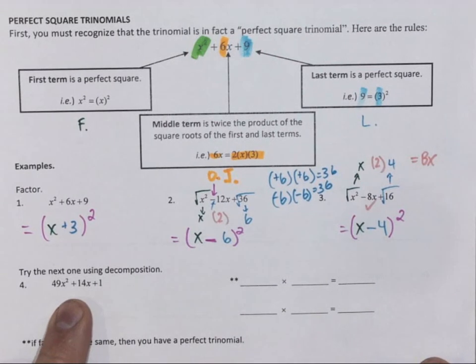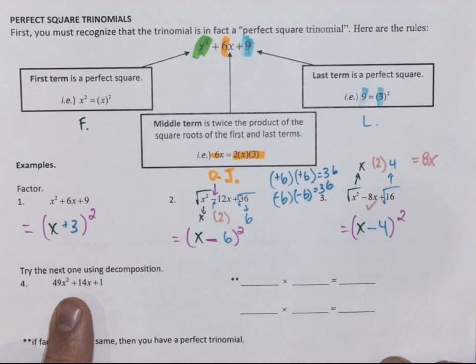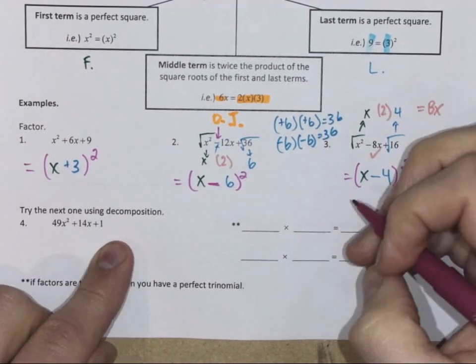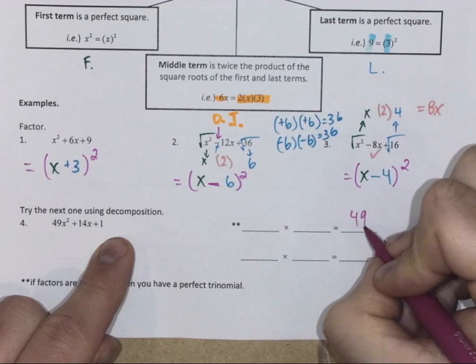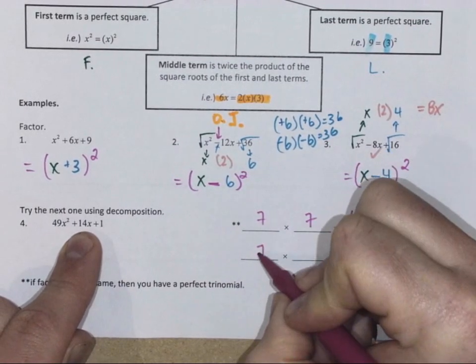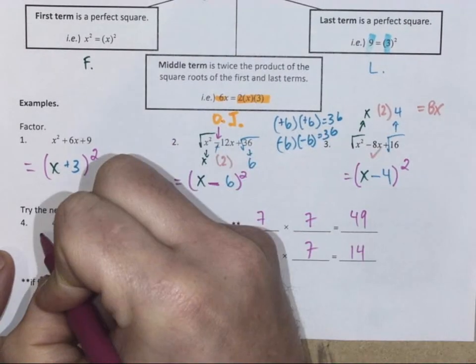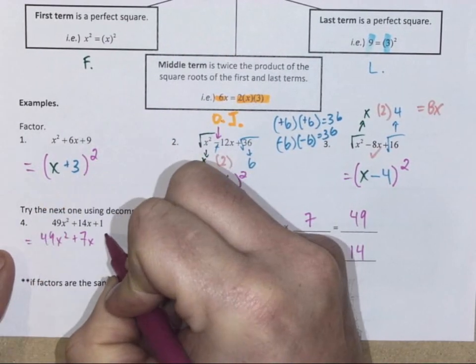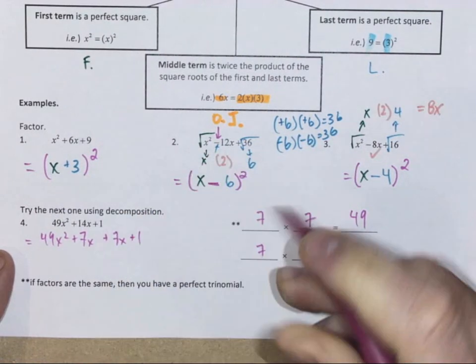If we try it by decomposition, just to see that it works, the same sort of idea. I need two numbers that multiply to 49 times 1 and add to 14. That's going to be 7 and 7. So this would break down to 49x squared plus 7x plus 7x plus 1.